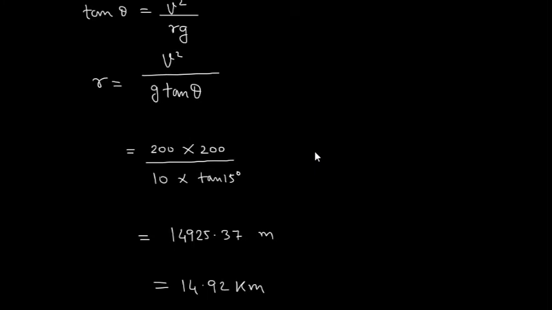Putting the values in numerator and denominator, we get 200 into 200 upon 10 into tan 15 degree. On solving, we get 14925.37 meter, and we can write it as 14.92 kilometer.